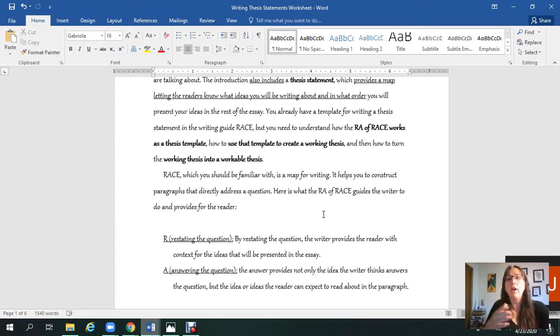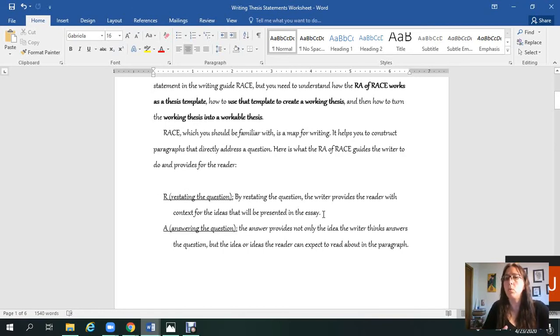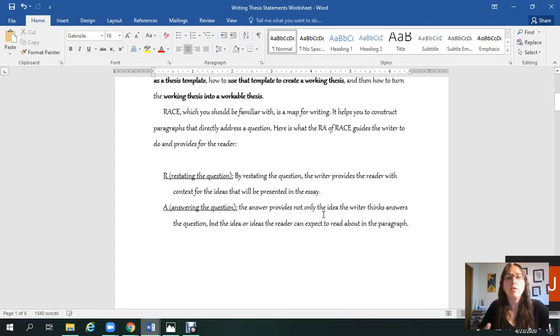Here's what the RA of RACE guides the writer to do and provides for the reader. So the R is when you restate the question. By restating the question, the writer provides the reader with context for the ideas that will be presented in the essay. When you answer the question, the answer provides not only the idea the writer thinks answers the question, but the idea or ideas the reader can expect to read about in the paragraph.